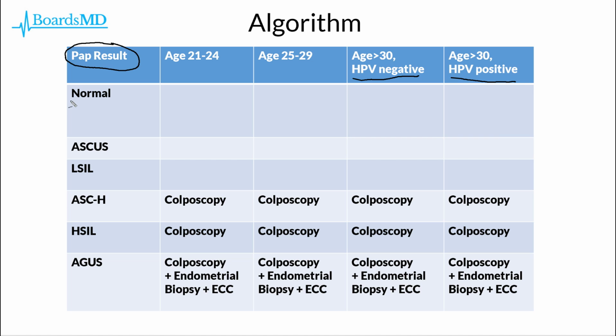As I mentioned previously, determining the next step in management can get a bit nuanced for our patients who have a normal Pap smear result, for those who have ASCUS, as well as those who have LSIL. However, for our patients with more concerning Pap smear results, such as ASCH, HSIL, or atypical glandular cells of undetermined significance, as we have already discussed previously, these patients are all going to receive a colposcopy.